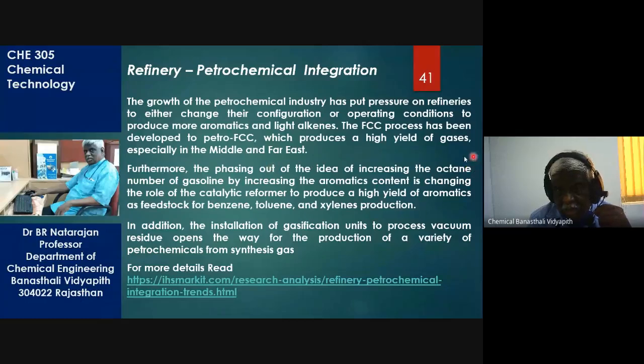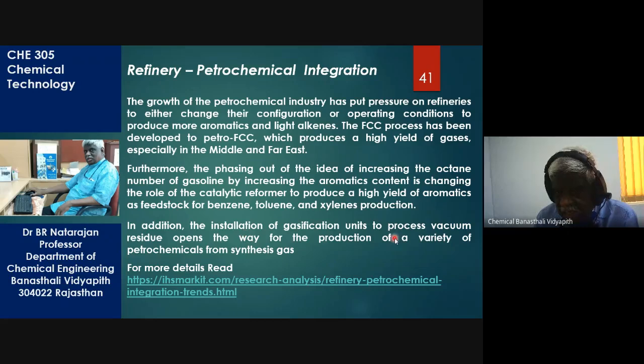Petro FCC, right? So especially in the Middle and Far East, this is what the FCC process has been developed to do. Petro FCC. The catalytic cracking is mainly with the intention of developing the petrochemical industry. The phasing out of the idea of increasing the octane number of gasoline by increasing the aromatic content is changing the role of catalytic reformer. So, see, how long I'll keep producing more and more benzene, toluene, xylene? I mean, there is no end to increasing the octane number. So it is time I stop using the benzene, toluene, xylene for blending and use them for making a whole lot of aromatic chemicals, right? I would rather use benzene, toluene, xylene as raw material for making petrochemicals.